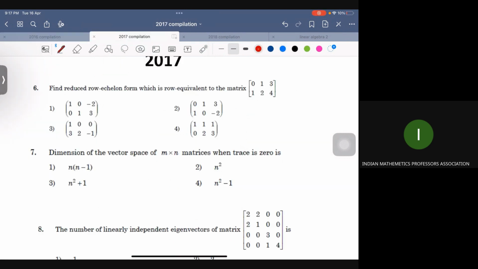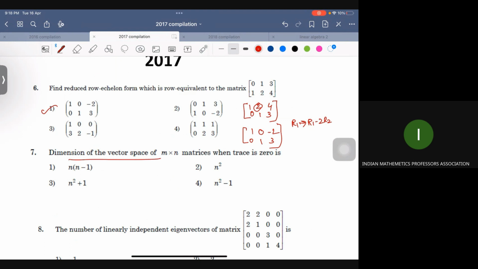Next, row reduced echelon form. I am shifting the second row with the first row: 1, 2, 4, 0, 1, 3. Here we can make this element 0. That is, in order to find this, R1 is R1 minus 2R2. So 1 minus 2, 1 minus 0 is 0, 2 minus 2 is 0, 4 minus 6 is minus 2, 0, 1, 3. The row reduced echelon form is this matrix.